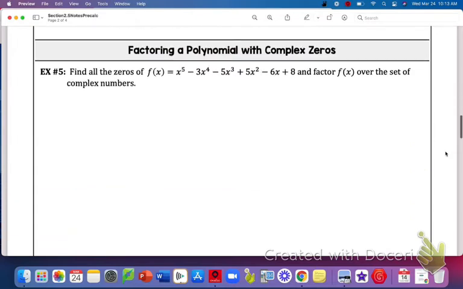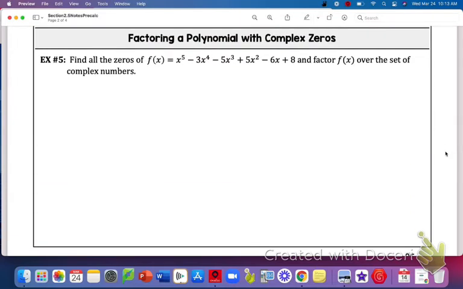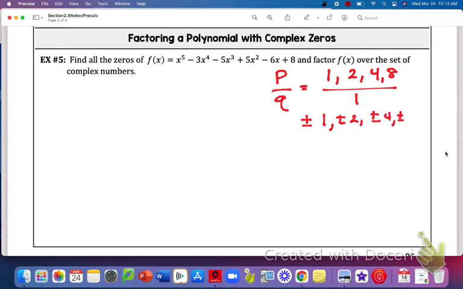Okay. Example number 5, factoring a polynomial with complex zeros. So now we're actually going to start factoring it. So we have a 5th degree polynomial, and we want to factor it as far as we potentially can. So to be able to find 1, 0 is going to be our first move. So remember the rational root theorem from last lesson. We're going to find all of our options of p over q. So my p is 8, so 1, 2, 4, and 8. My q is 1, so that's nice. So I have plus or minus 1, plus or minus 2, plus or minus 4, plus or minus 8 as my options.